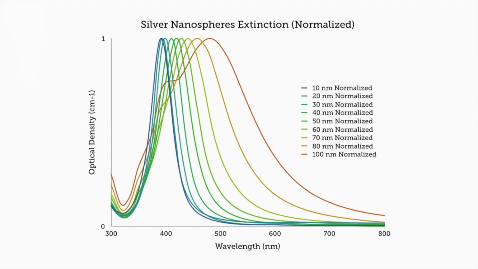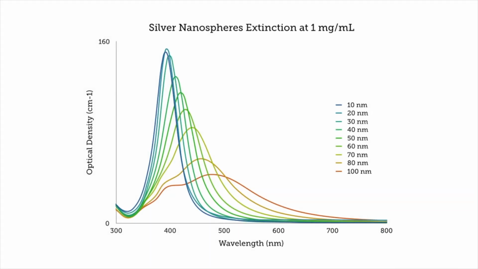Now let's undo the normalization and just look at the dilution-corrected data. Here's a chart showing all of those same particles at the same mass concentration of 1 mg per ml. The peaks are still at the same wavelength, but now you can see that as the particles get larger, the optical density goes down. This is because the number of particles per milliliter is different.